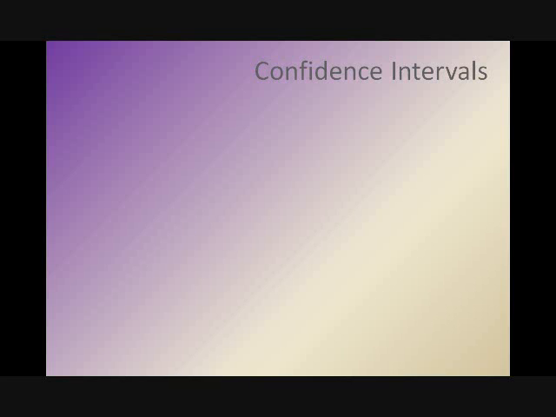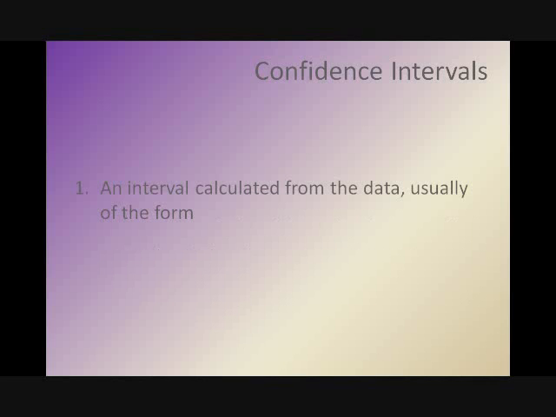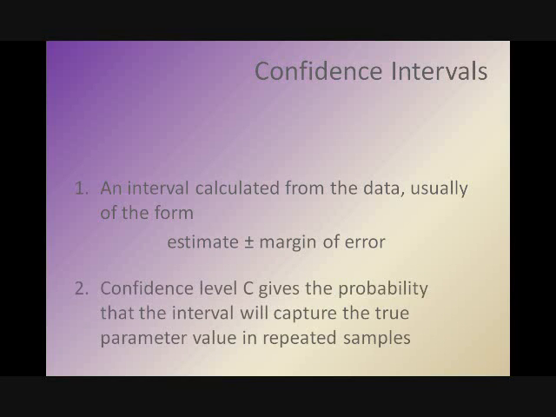First, we're going to start off with confidence intervals. A confidence interval is an interval calculated from the data, usually of the form, estimate plus or minus the margin of error. A confidence level C gives the probability that the interval will capture the true parameter value in repeated samples.